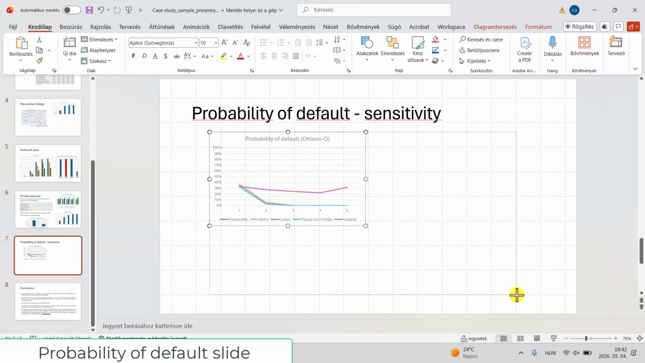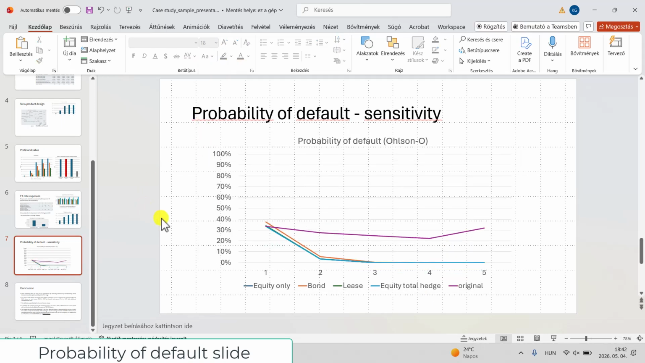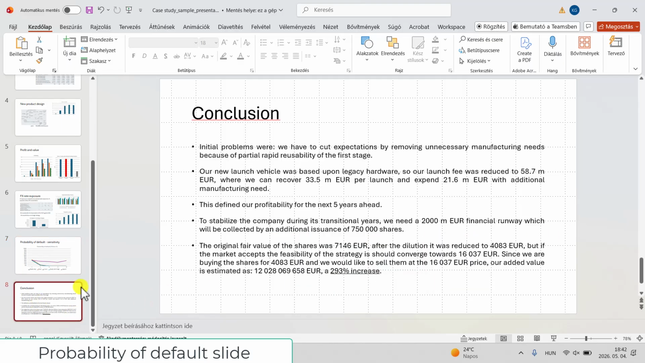Again, once you filled up with your own numbers, except this one because this is the original state, maybe we can also increase the font size, and then we can see what was our contribution to the whole business, that we were able to decrease the probability of default, obviously. So from this number, we have these numbers. Great. So, conclusion.